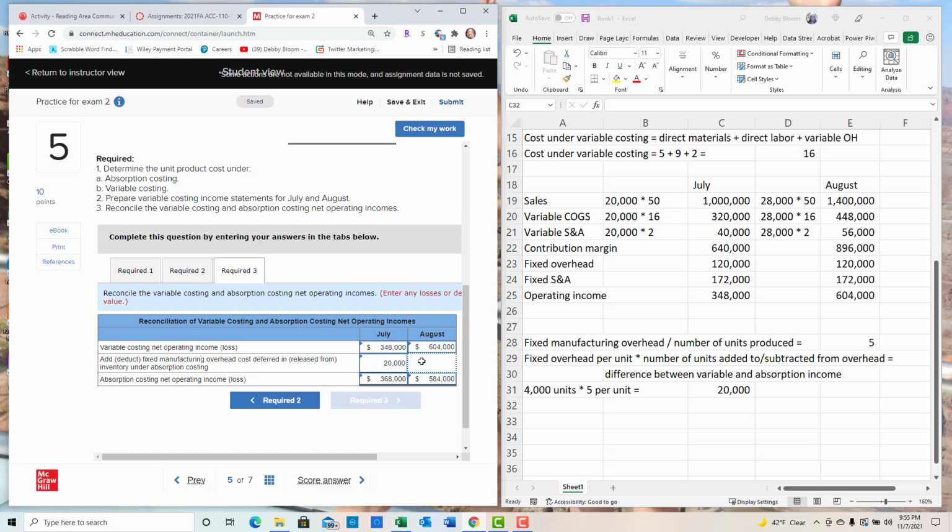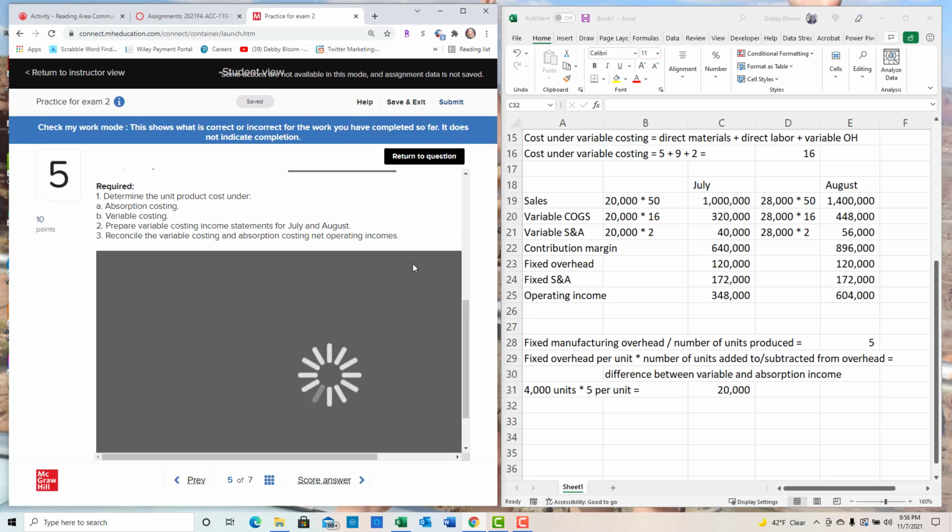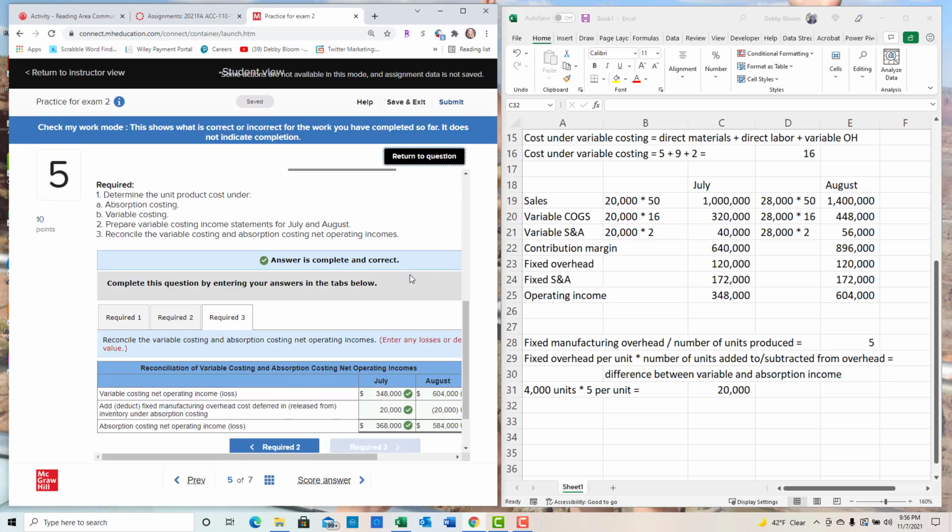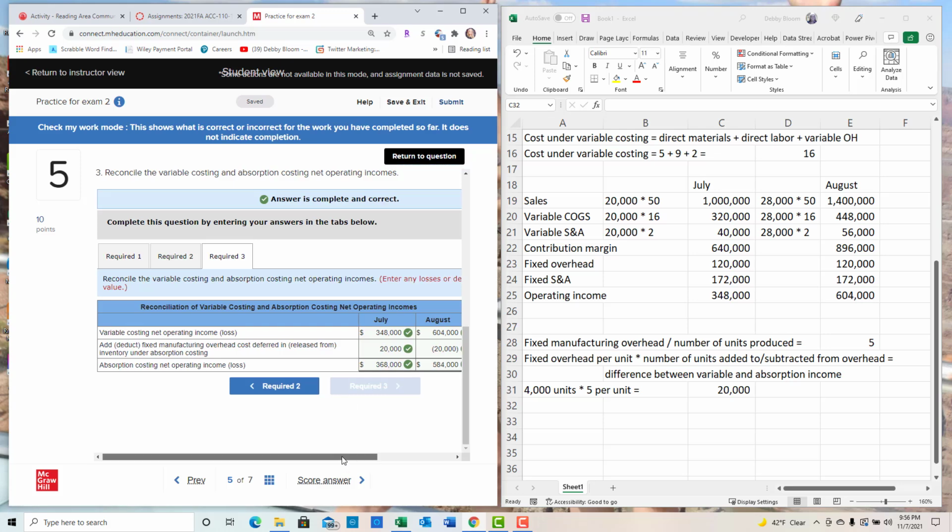So what happens in the first year, because we produced more than we sold, is $20,000 of the fixed overhead cost was added to net income. Actually, that one should be an add, and this one should actually be a negative $20,000. And now let's check my work, and we can see here that the answer is now complete and correct.